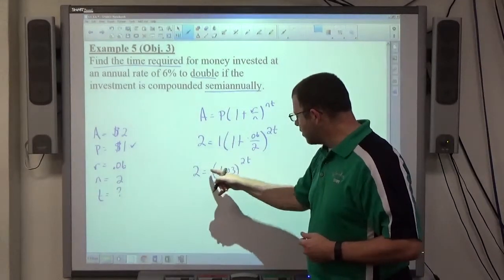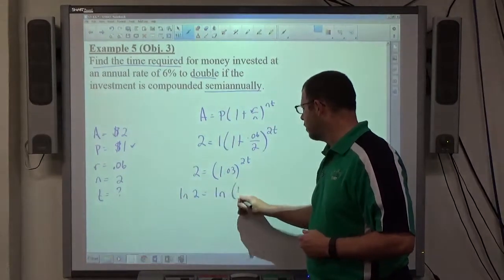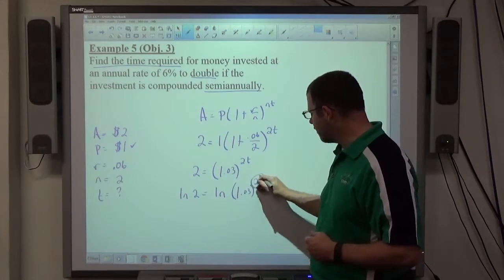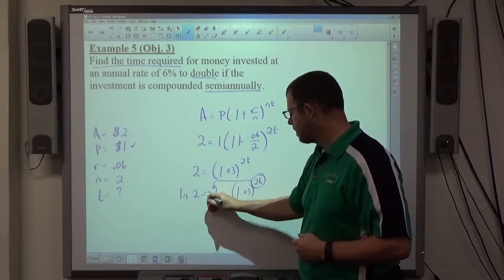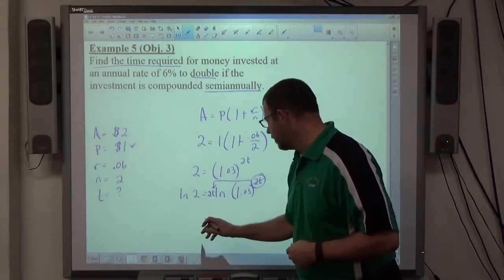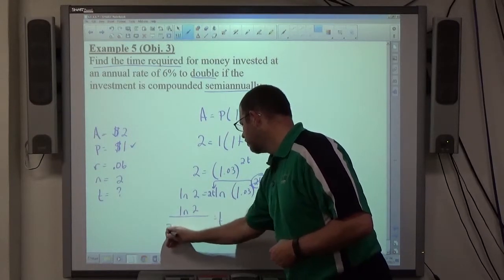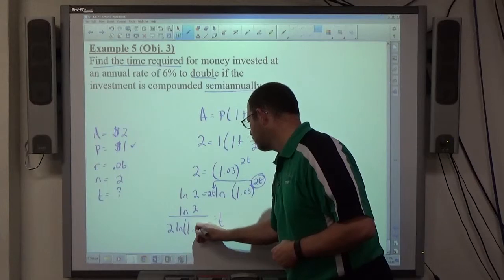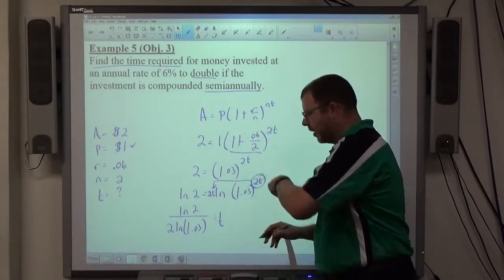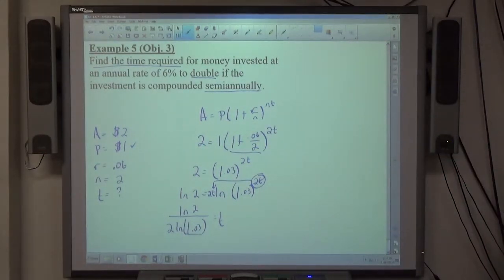So at this point, if I log both sides, ln of 2 is equal to ln of 1.03 to the 2t power. I can pull the 2t out in front. And to get the answer, then I'm simply going to do t is going to equal ln of 2 on top over 2 ln of 1.03 on the bottom. And again, if this wasn't a friendly division to get us a nice terminating decimal, just keep that as an addition problem there. It can still be typed in your calculator that way.